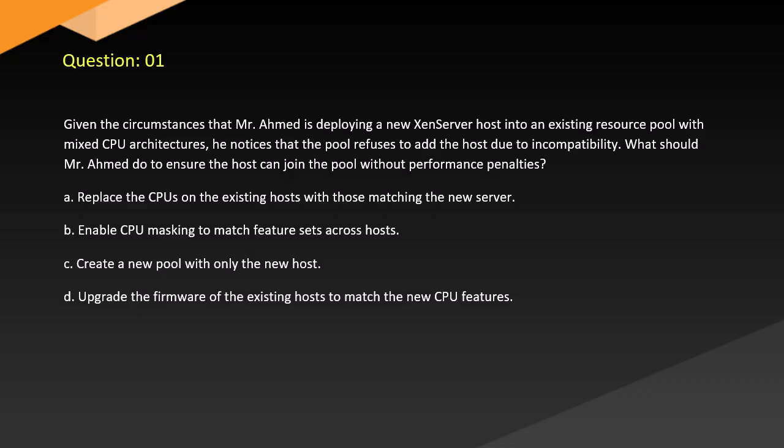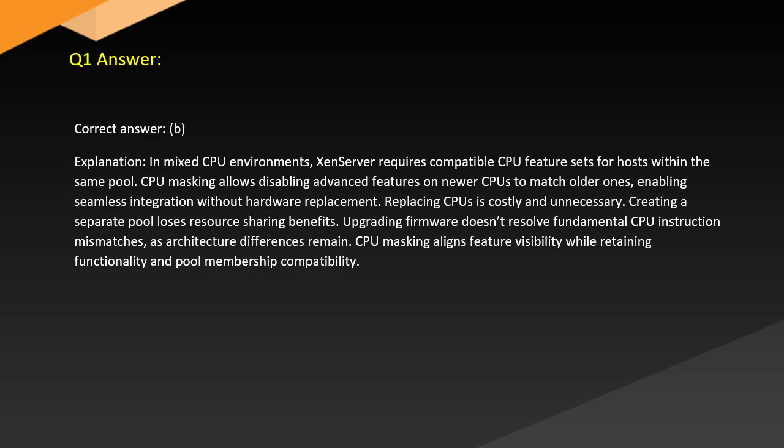A. Replace the CPUs on the existing hosts with those matching the new server. B. Enable CPU masking to match feature sets across hosts. C. Create a new pool with only the new host. D. Upgrade the firmware of the existing hosts to match the new CPU features. Answer. Correct answer. B. Explanation.